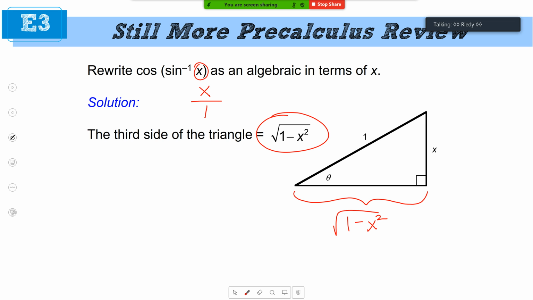So cosine would be adjacent over hypotenuse, so it would be 1 over the square root of 1 minus x squared over 1. Okay.